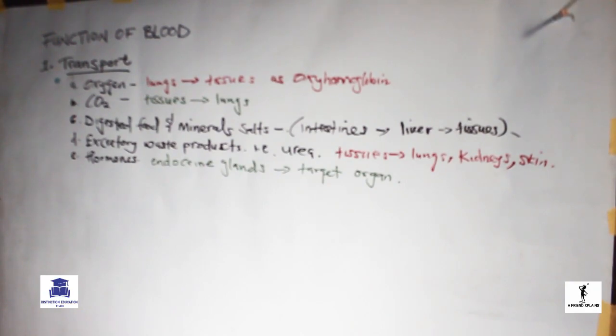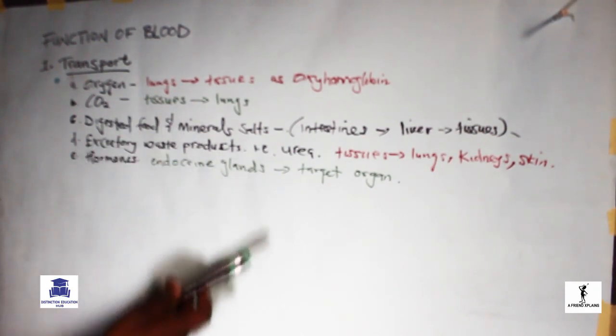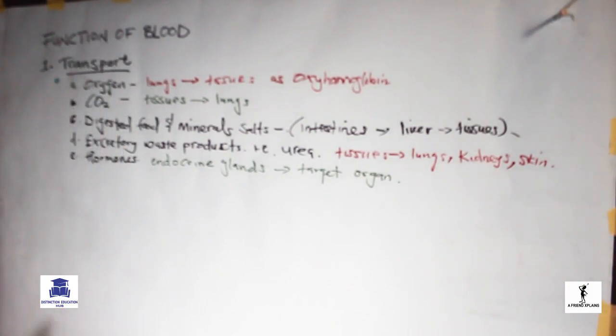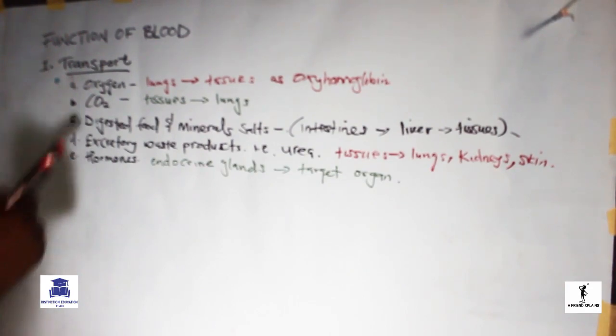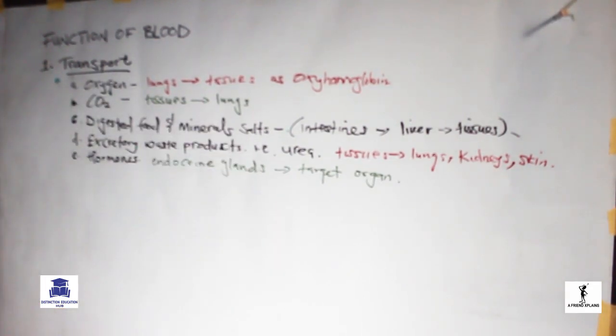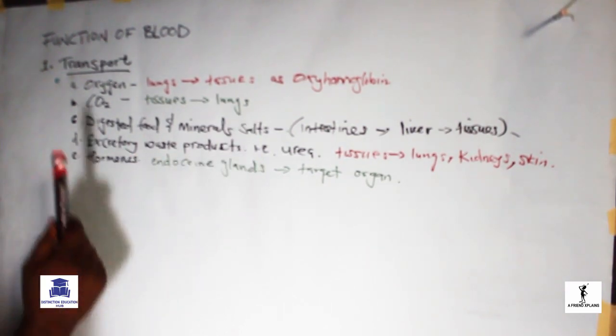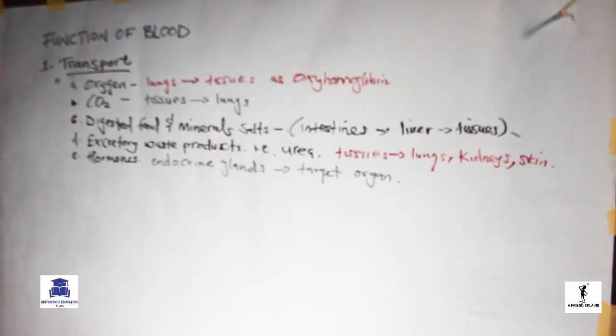So let's talk about another function. We said the first function of blood is that it is used to transport oxygen. It transports carbon dioxide, digested food and minerals, excretory products, and hormones. So that is the first function of blood.